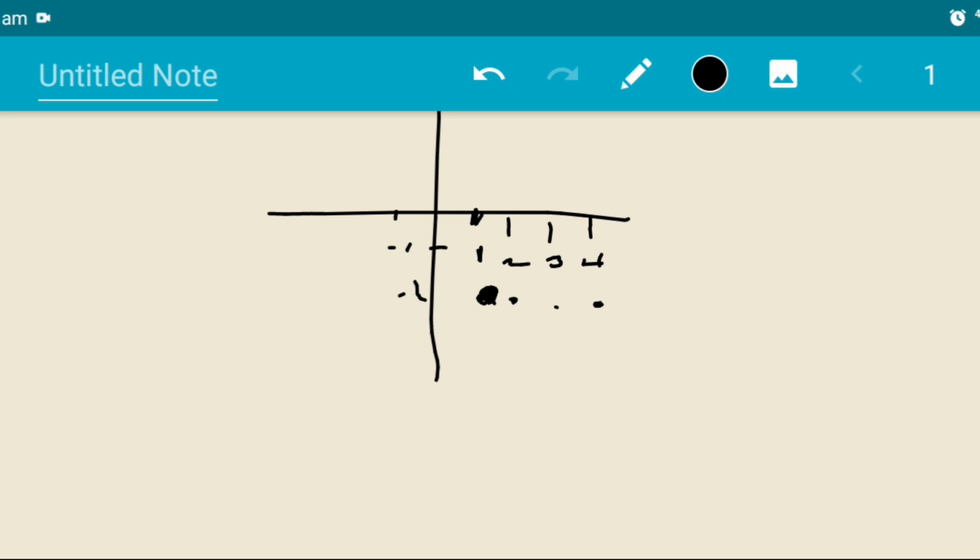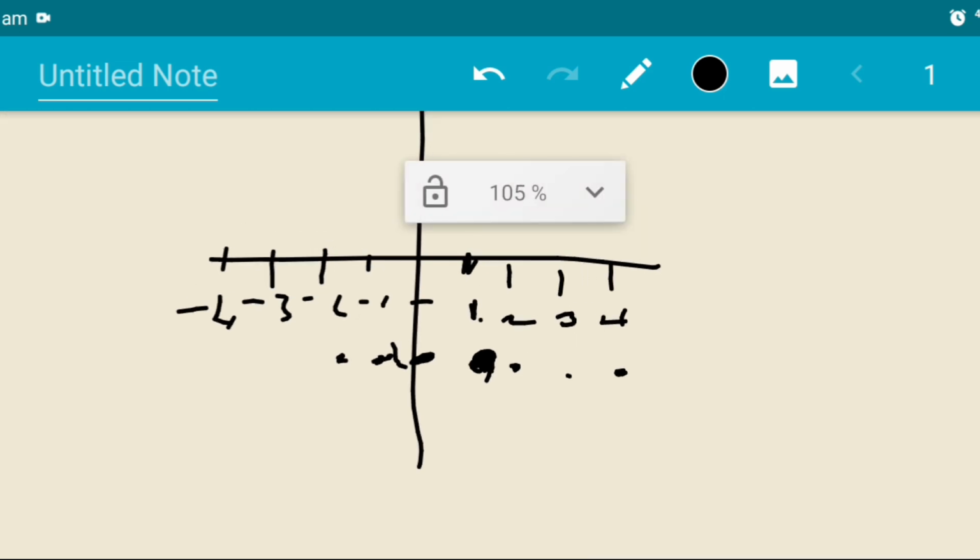Then let me just draw some lines. So that's negative 1, negative 2, negative 3, negative 4. So again, starting from here, we're going to move 3 units to the left. So that's 1 there, at 0. That's 1 there, 2, 3. Okay, so it will stop at negative 2. I don't know if you can see this, but yeah, it's stopping at negative 2.